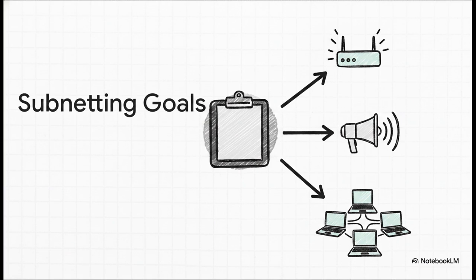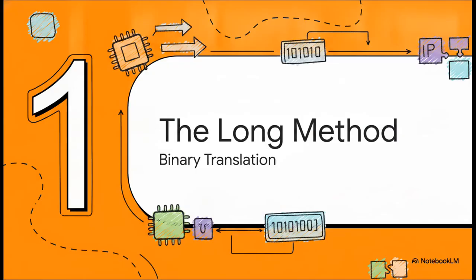Whenever we subnet, we have three really clear goals. By the end of this explainer, you're going to be able to take a network and instantly identify the network address, the broadcast address, and the exact range of usable IPs. We're going to look at the traditional method first, just to set the stage, and then we'll unlock that shortcut that literally changes everything. Okay, section 1, the long way, binary translation.